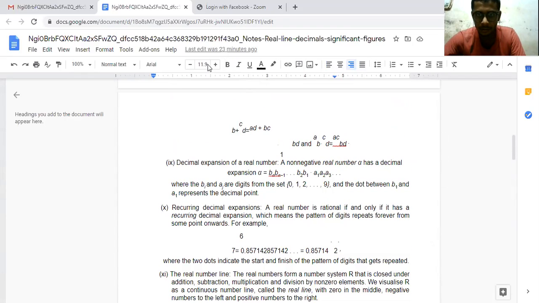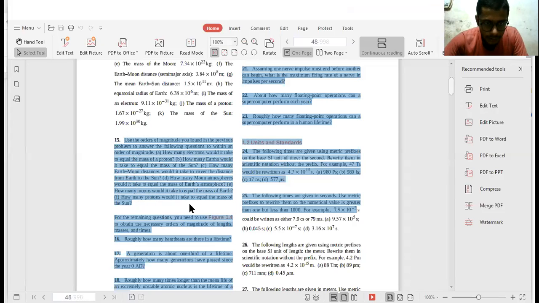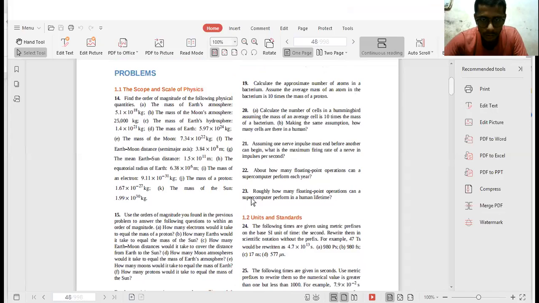And as I mentioned before, I'll be using this book for reference for sums and stuff like that. This is University Physics. Calculate an approximate number of atoms in a bacterium. Assume the average mass of an atom in the bacterium is 10 times the mass of a proton.